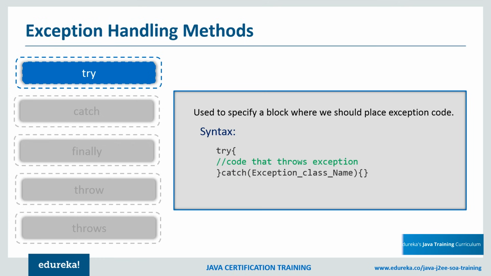First, try. Try block is used to enclose the code that may throw exception. The syntax is as follows. As you have already seen, it's very simple. We write a code that throws exception and we can handle it using the catch block.